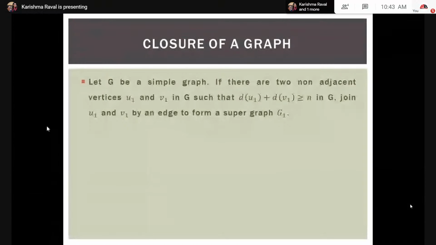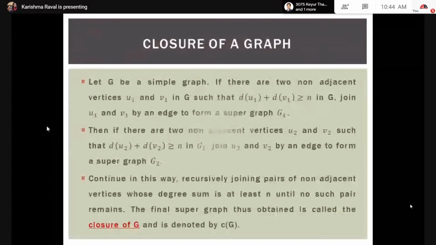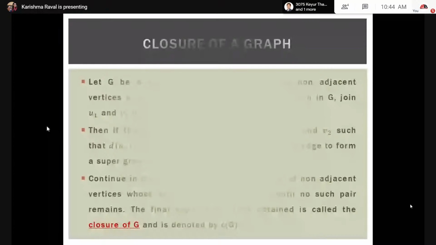Let G be a simple graph. If there are two non-adjacent vertices u1 and v1 such that the degree sum is greater than n, then we join the edge to form a supergraph G1. We continue this process for another set of vertices u2 and v2, and if the degree sum is greater than n, it gives the new supergraph G2. Continuing this for all the non-adjacent vertices in G, the final supergraph thus obtained is called the closure of G, and it is denoted by C(G).